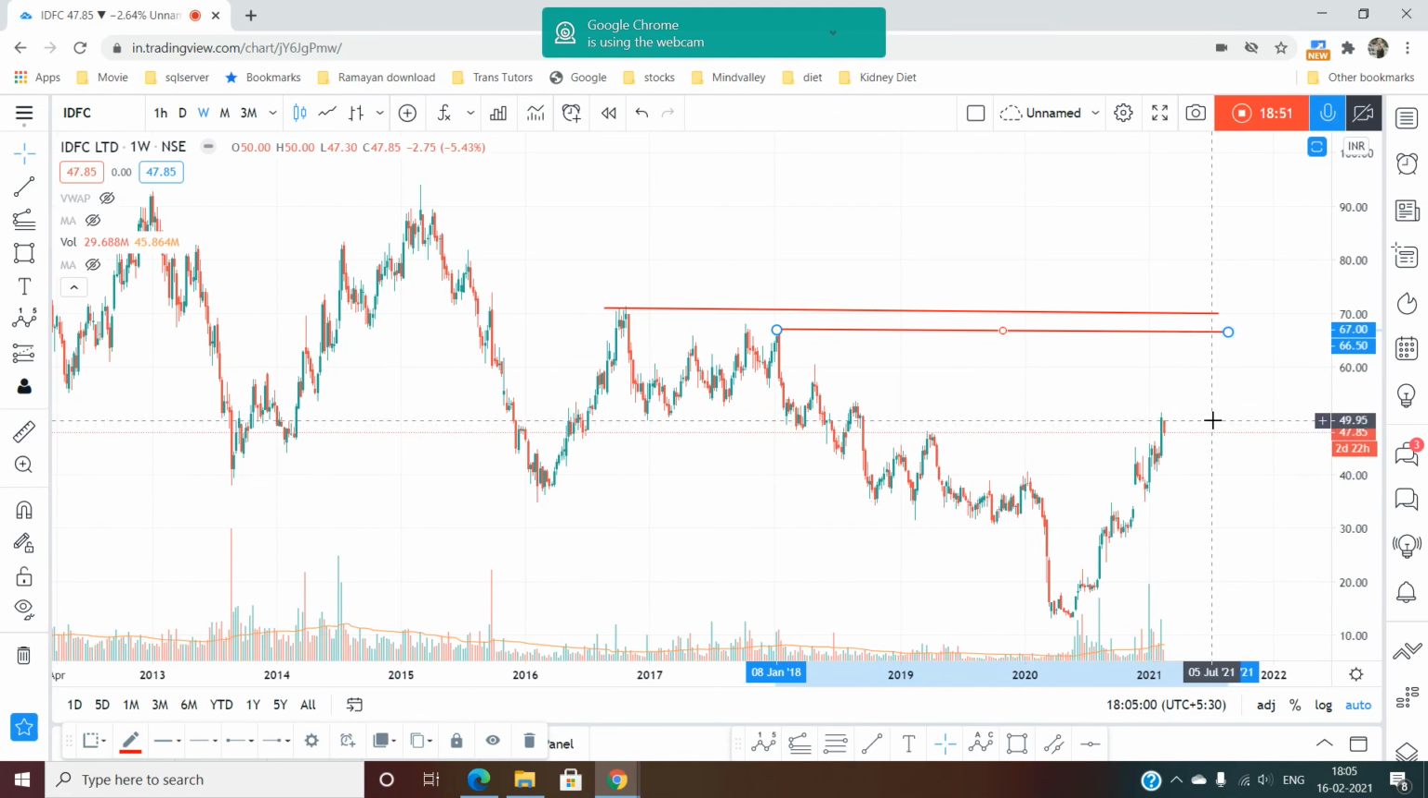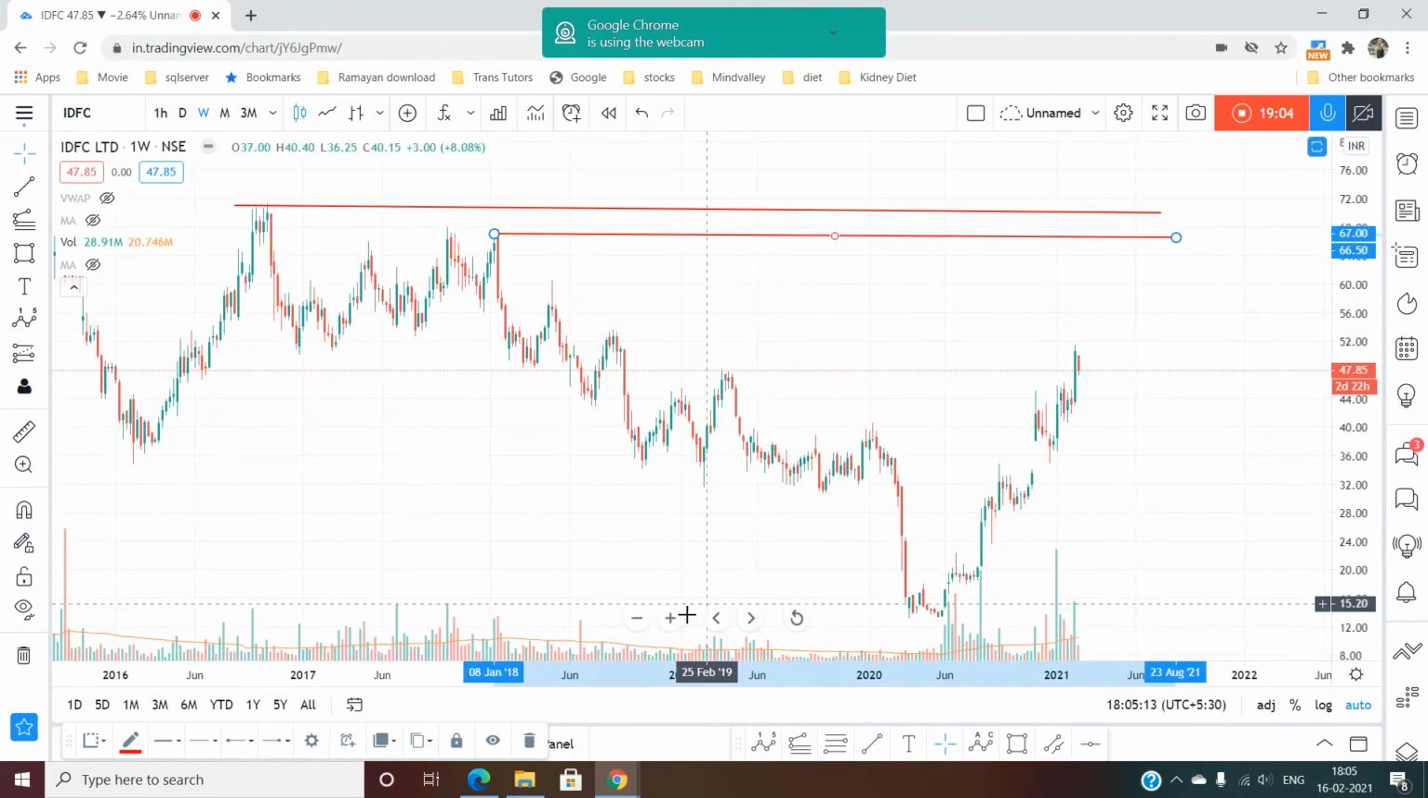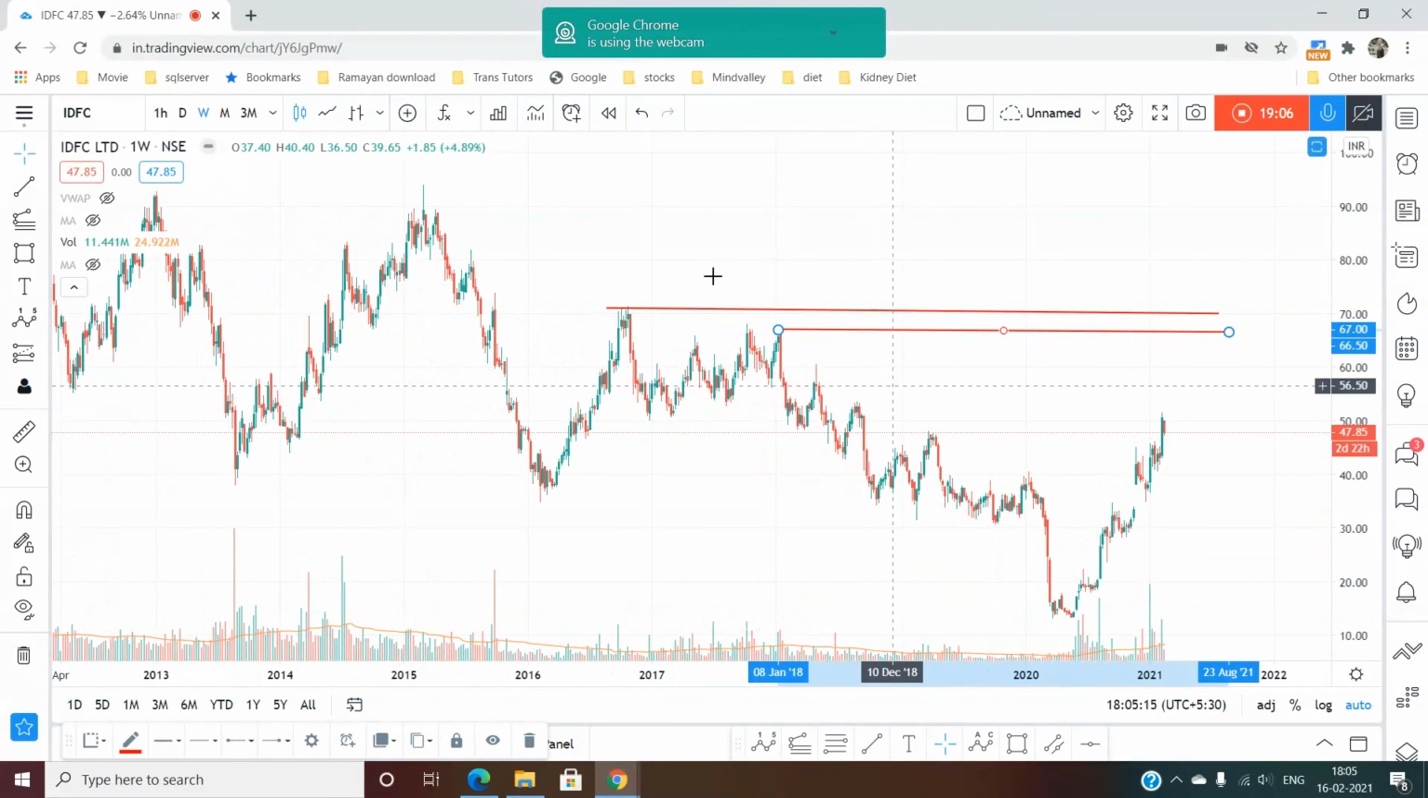If you buy here around 49, then our stop loss will be around 39 or 40. Okay, the stop loss should not go lower because that will create a lot of risk. Okay, so this is what I wanted to explain in this chart.